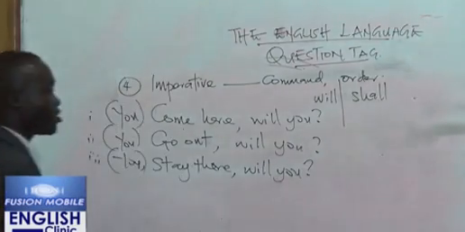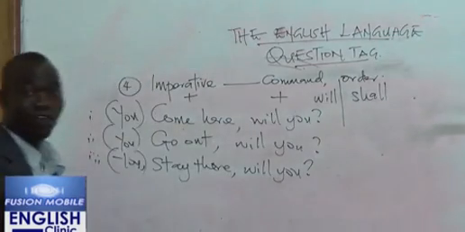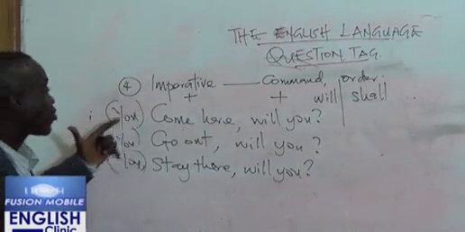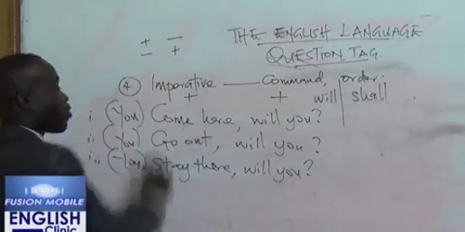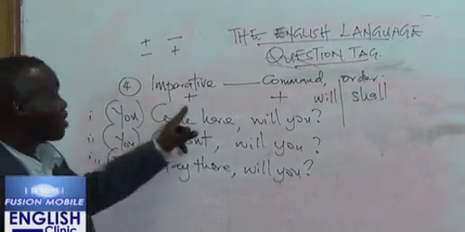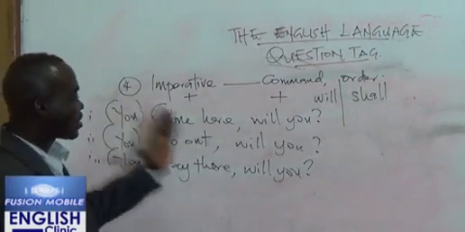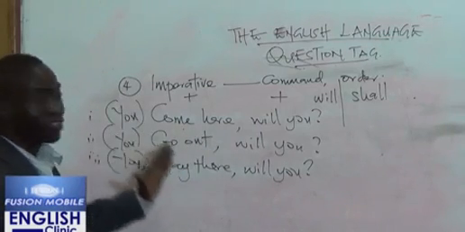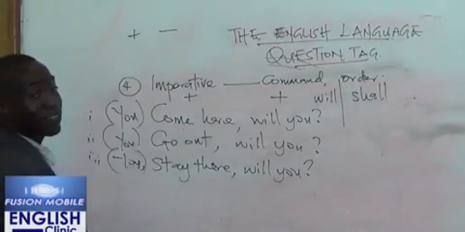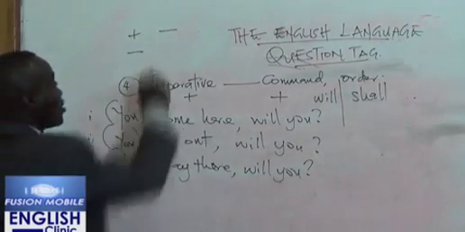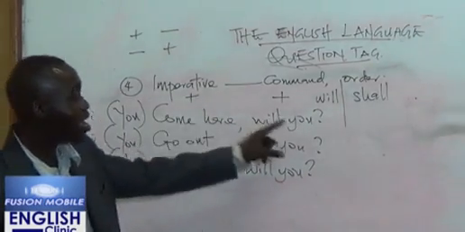Now, one thing that is obvious in this kind of example is that both the statement and the tag are positive, unlike what we considered in the first rule, which says that when the statement is positive, the tag is negative. And the second one, when the statement is negative, the tag is what? Positive. But in the case of an imperative, both the statement and the tag are positive.